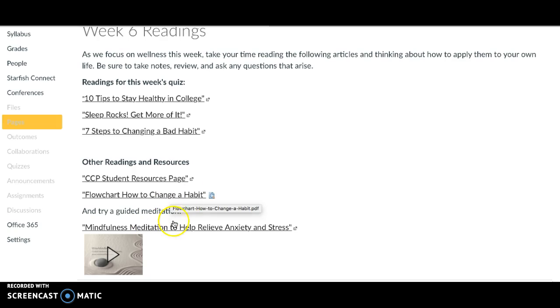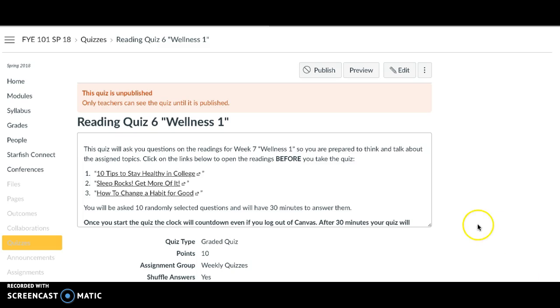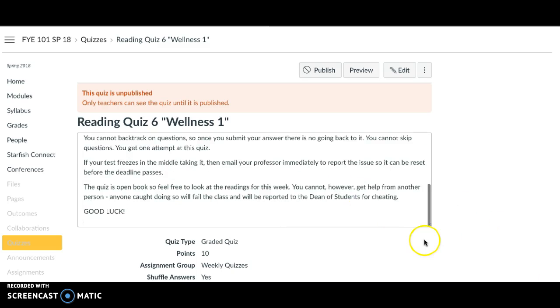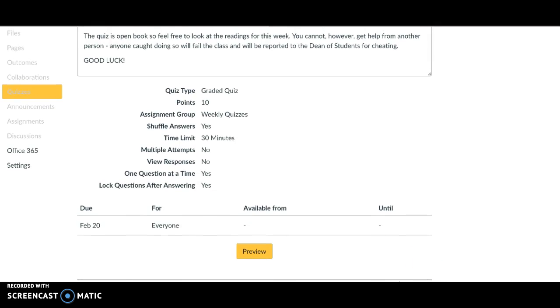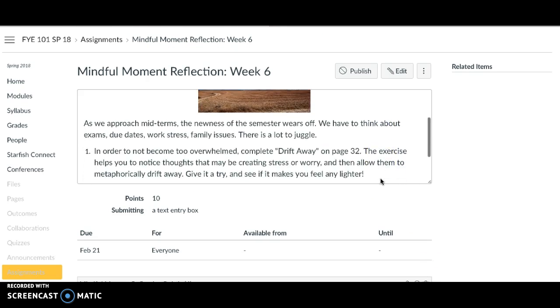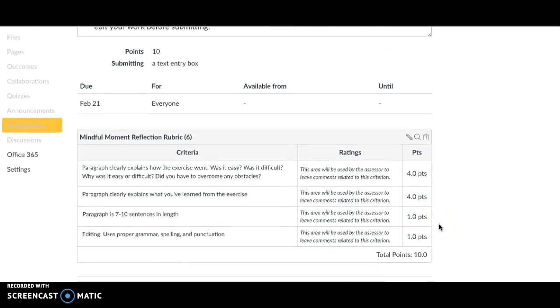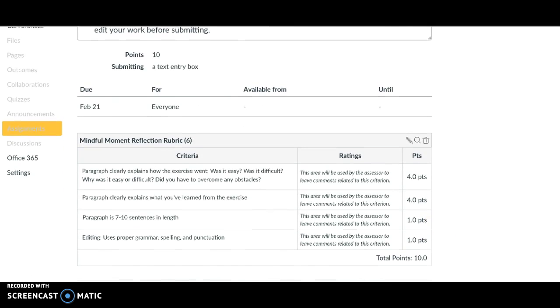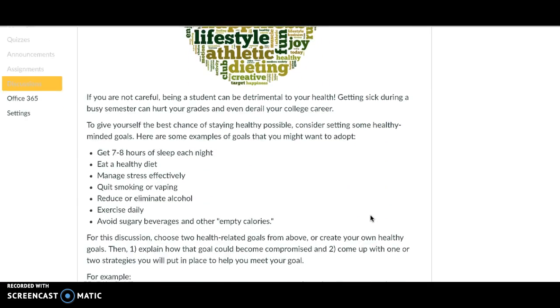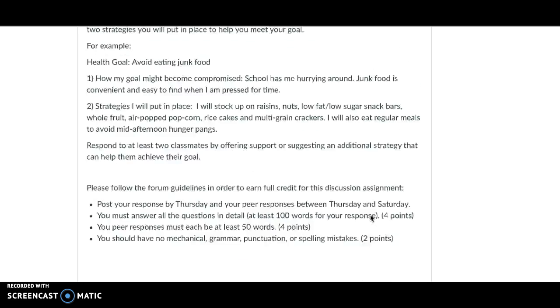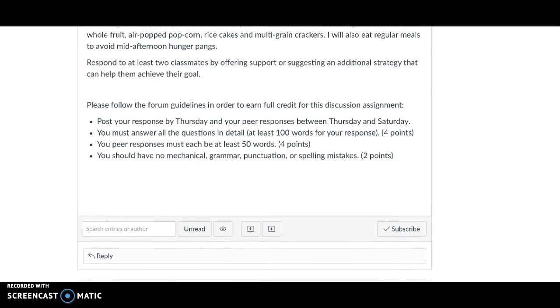week. And here's a guided meditation that you could try to help be well, as that's the theme for this week, wellness. You do have a reading quiz as usual, a mindful moment exercise, and a discussion on how to stay healthy when you are in college.